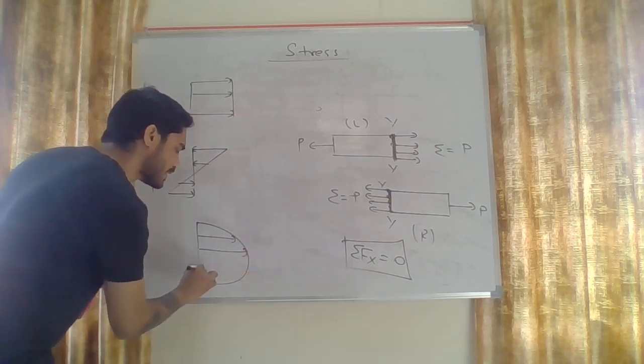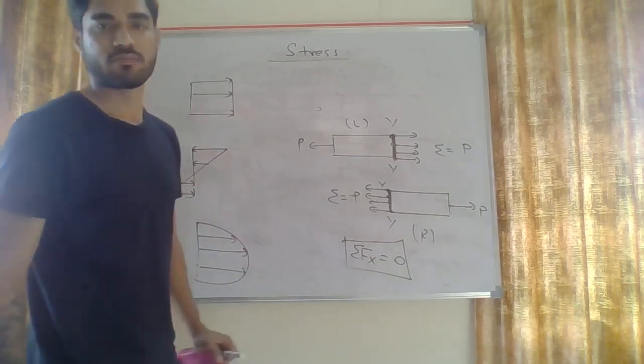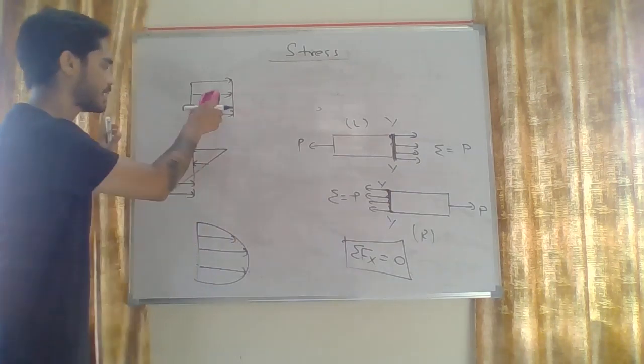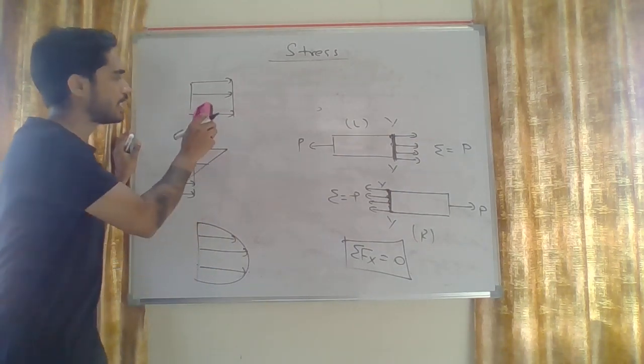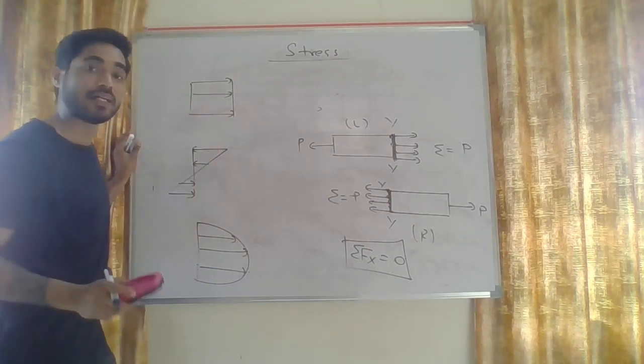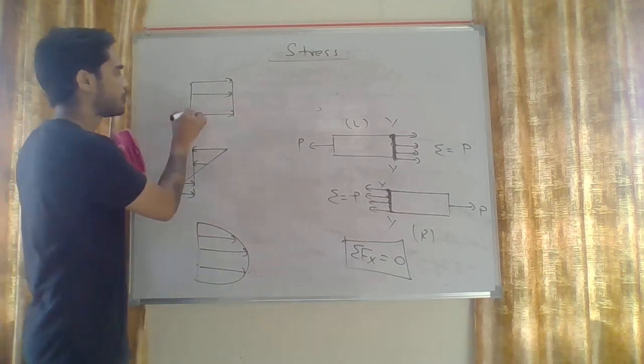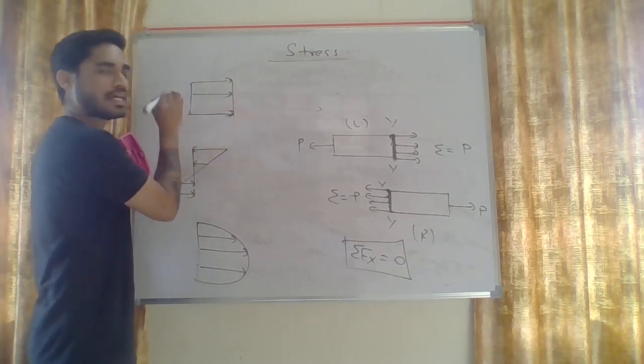Here the internal forces are parabolically distributed. So in all these cases, you can see that the internal force per unit area will be different, because here internal forces are distributed uniformly. They are equal at every point.